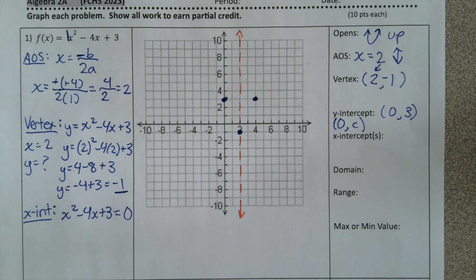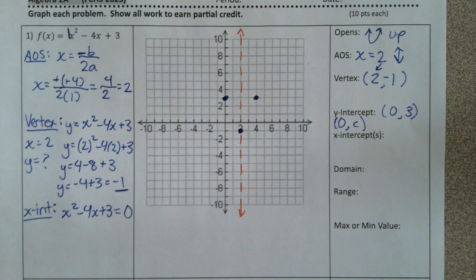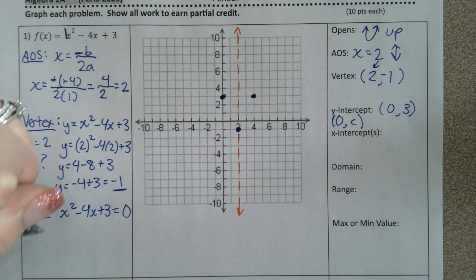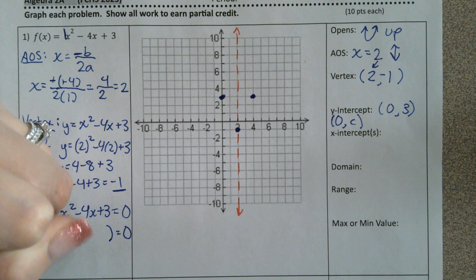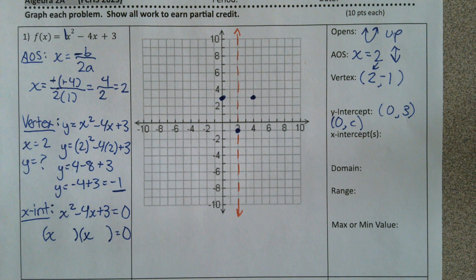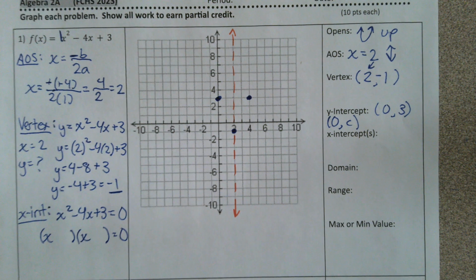Try factoring if you can. This does factor nicely, so I'm going to factor. Quadratic formula is an option, but there's a lot more room for error, so please try factoring first if the numbers are small like they are here. I'm going to create my factors. And you can use your AC-B chart if you'd like.